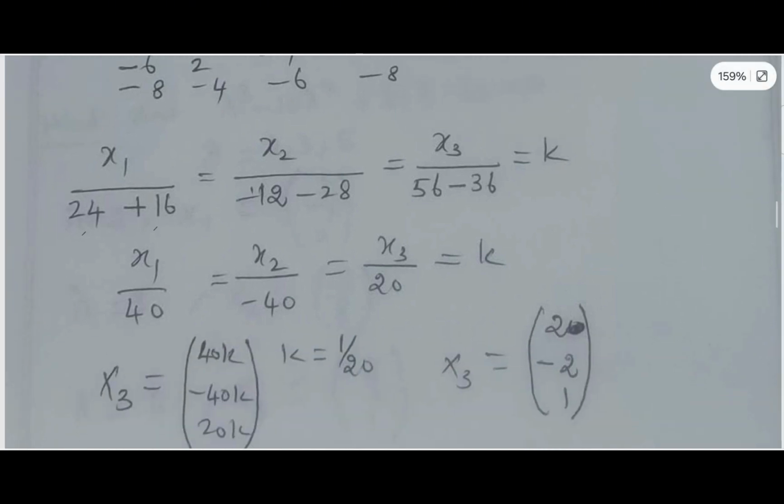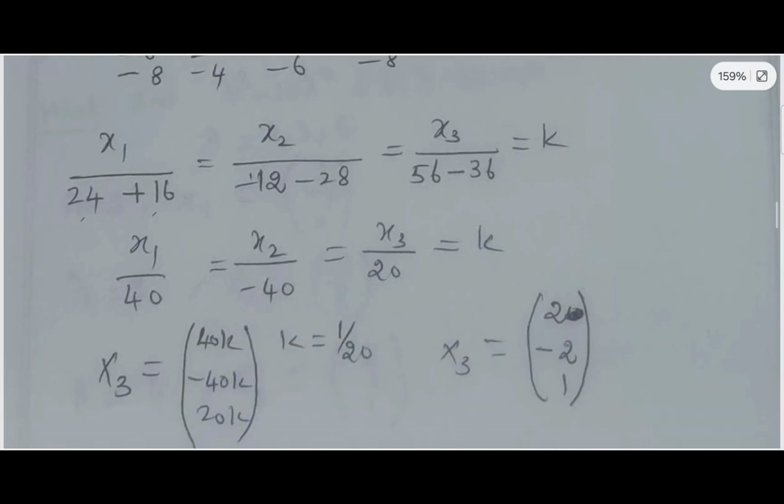to k, say. So the k value you can give any choice which is easily divisible, and you need to take the eigenvectors as very simple vectors. So I have taken 1 by 20, so your x3 is 2, minus 2 and 1. Okay. Is it clear how to find it?